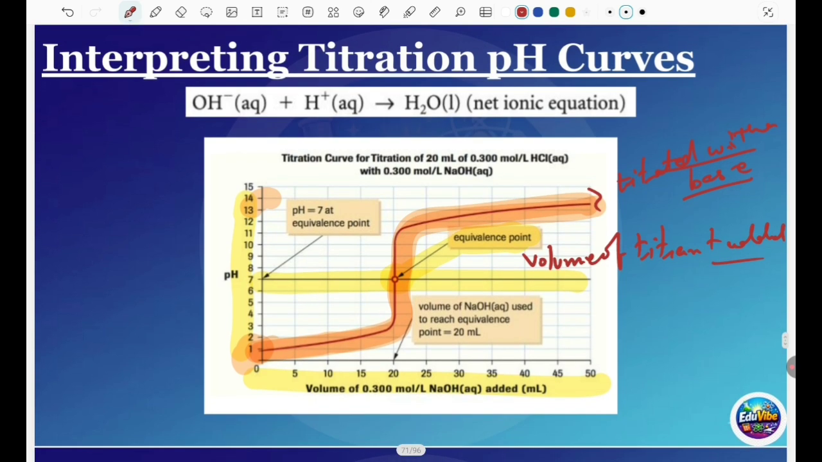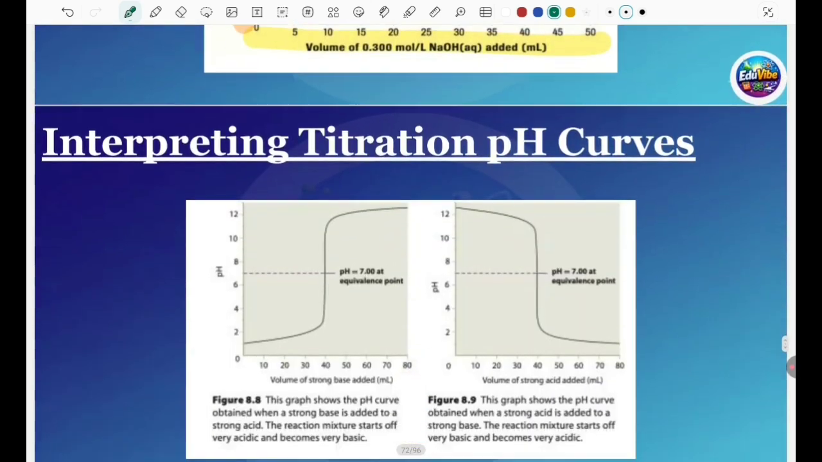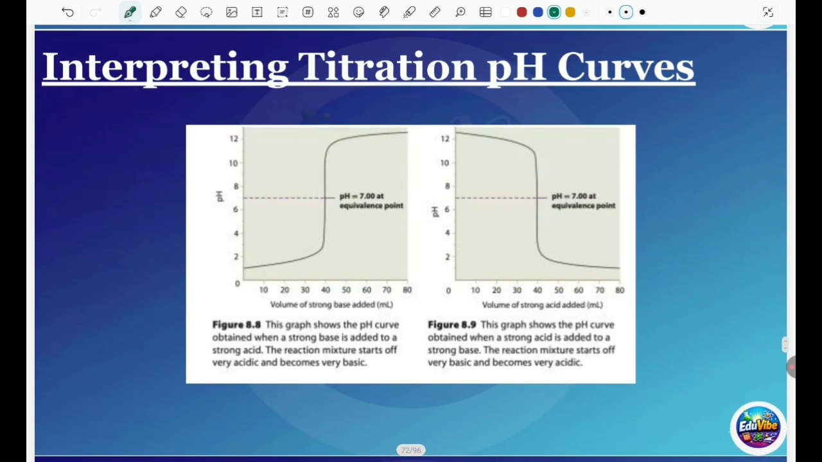You don't have to make the graphs for now, but in grade 12 you have to make them, and we will see how in grade 12. For now, you just need to know that the equivalence point is always at pH 7. The curve looks like this for strong acid with strong base. We have two types of graphs in this, like these two.